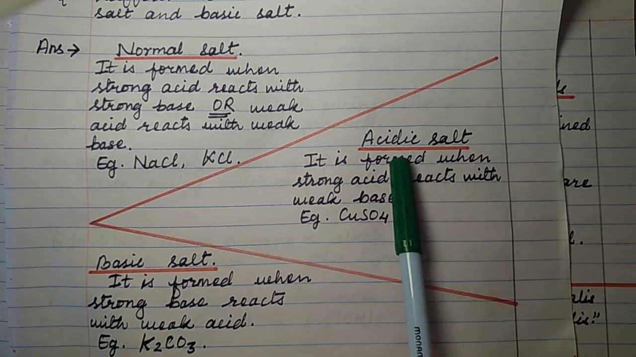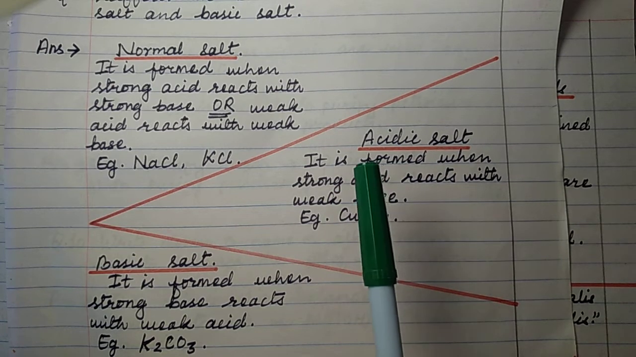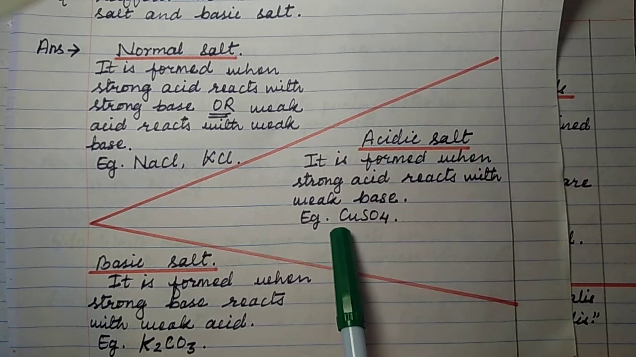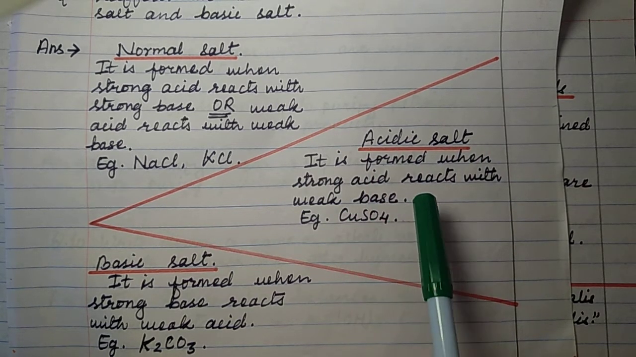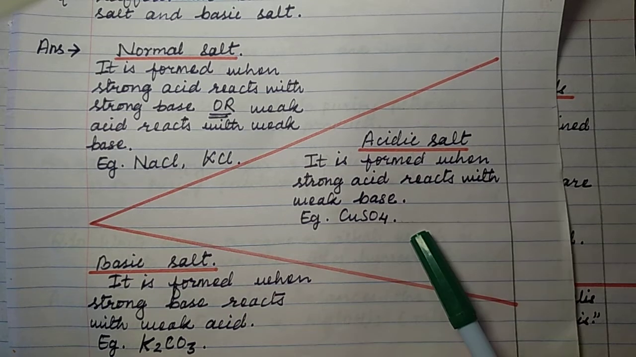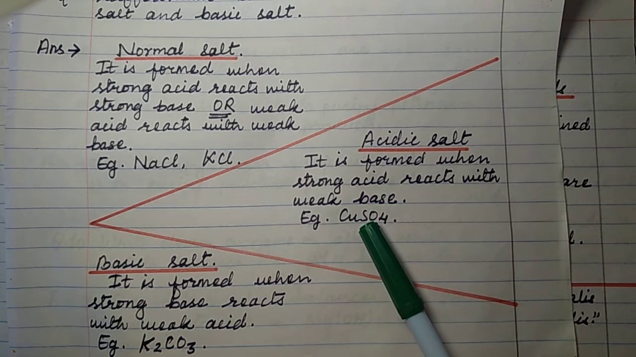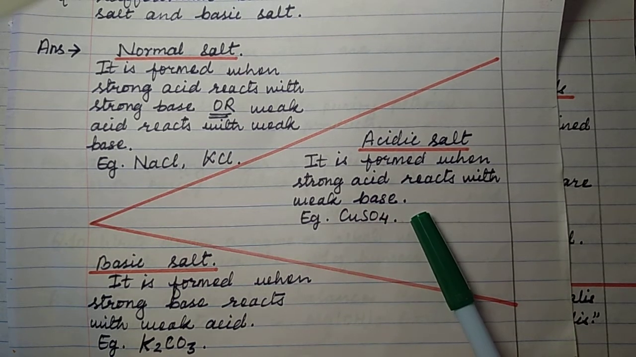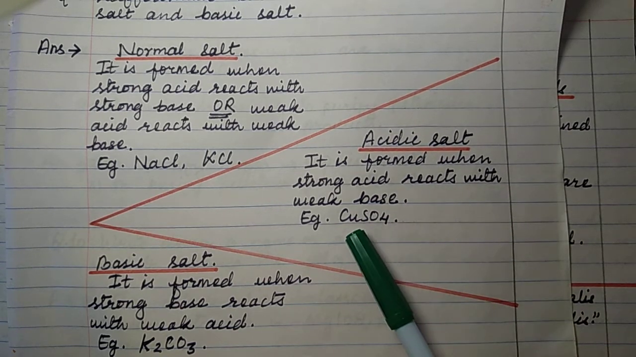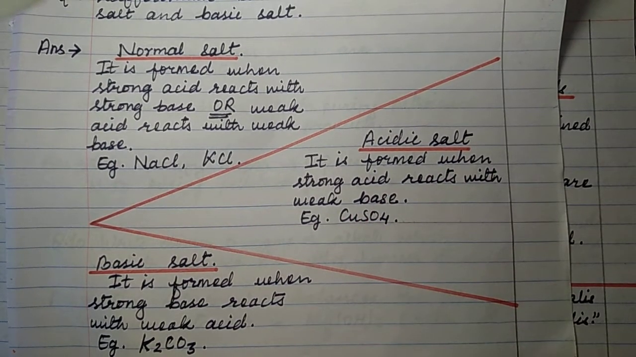Let's go to acidic salt. Acidic salt is formed when a strong acid reacts with a weak base. So the acid should be strong and the base should be weak in order to form acidic salt. For example, copper sulfate is an acidic salt because it is made by the reaction between a strong acid, sulfuric acid in this case, and a weak base, copper oxide. The reaction between these two gives copper sulfate, which is an acidic salt. Example of acidic salt is copper sulfate, CuSO4.